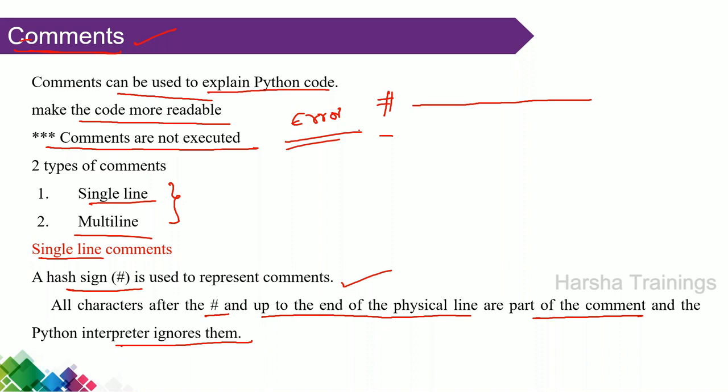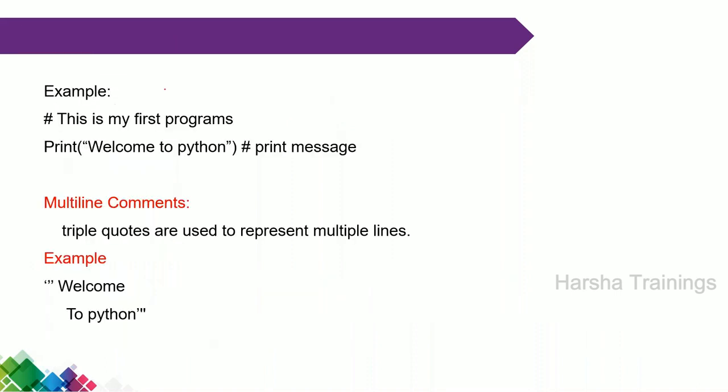Now, see this one example. This is a comment. This is my first program, and this is a comment. Print message. That means you can write the comment at the top of the program, or at the right side of the code. There is no restriction on the place of the comment. Whenever you require, simply write a hash and then a single line.